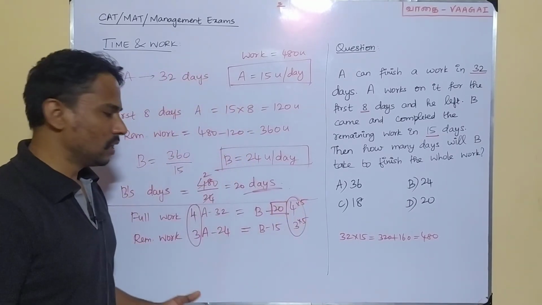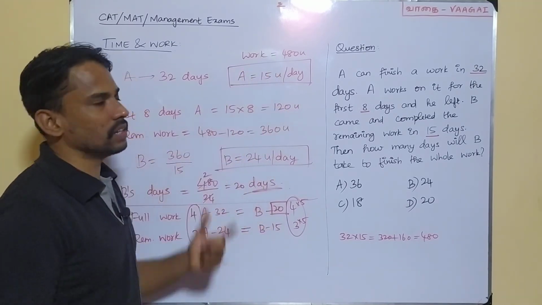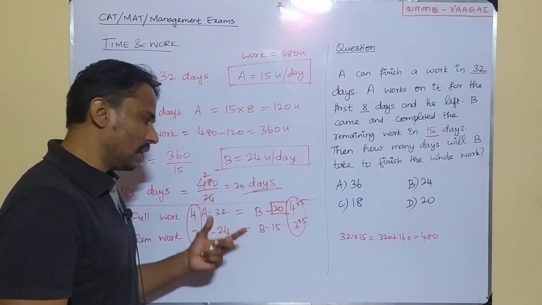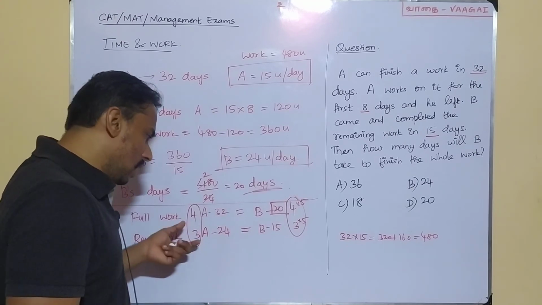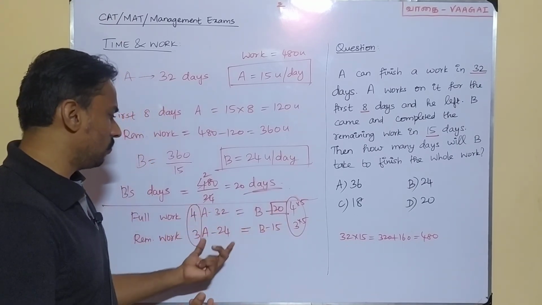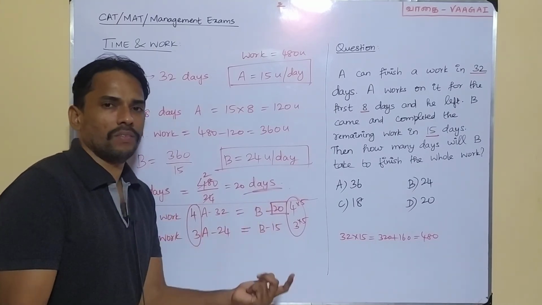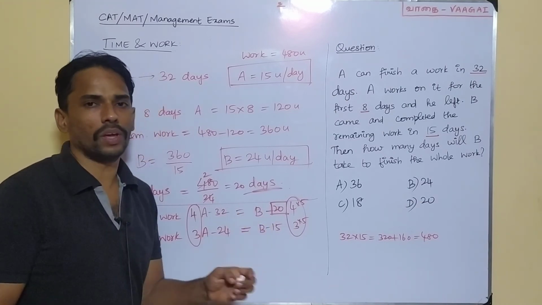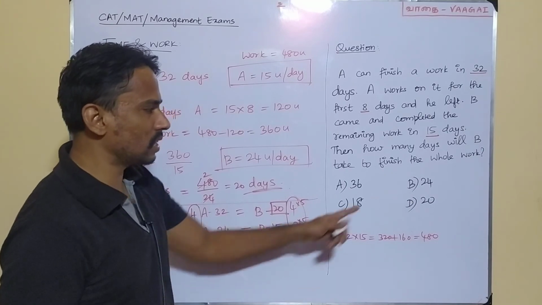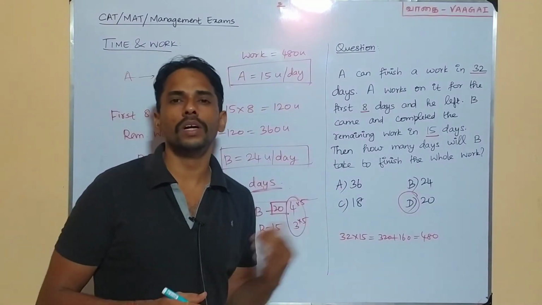So no need to assume the number of units as work or any efficiencies, nothing is needed. It's very clear that their efficiencies, whatever they may be, are going to be constant. In that case, just by using the number of days itself, we can calculate the missing number of days for the full work and remaining work very easily, and that's what we are following here to get the answer. The answer for this question is 20 days, and it is available at option D.